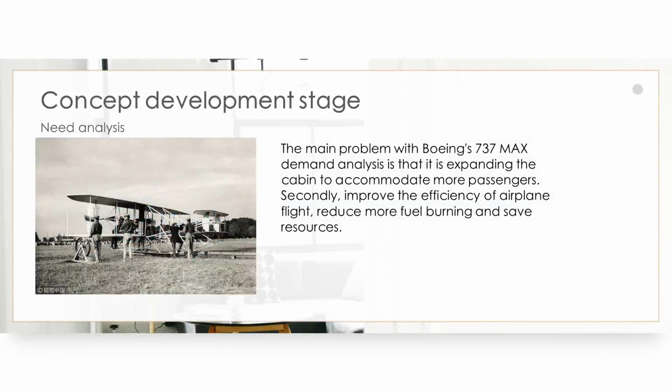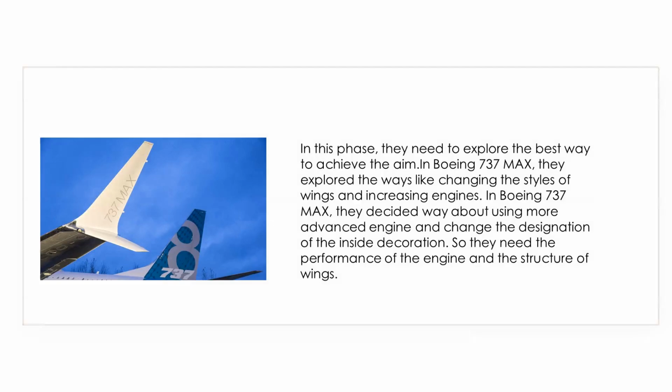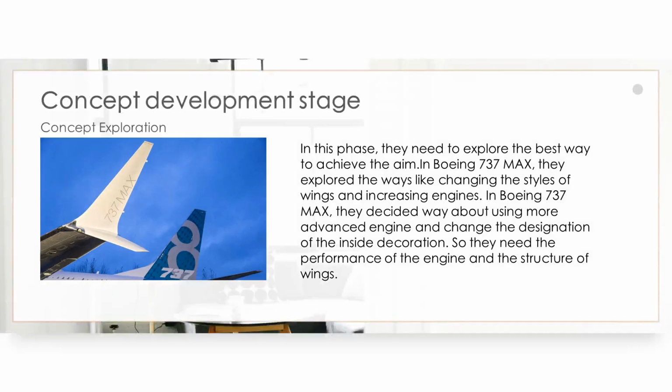Also, we need to talk about the Boeing 737 MAX. It was developed based on the Boeing 737. It depends on the idea that we need to accommodate more passengers. Secondly, it needs to improve the efficiency of flight because they want to save more resources, oil and fuel. And now we need to talk about the concept exploration.